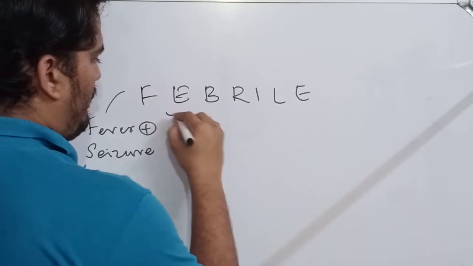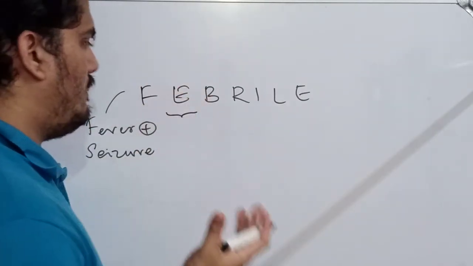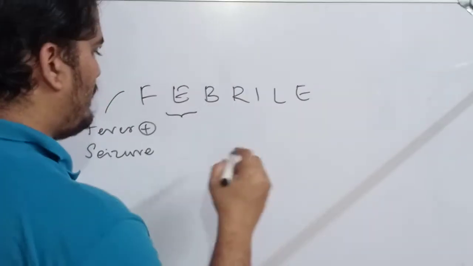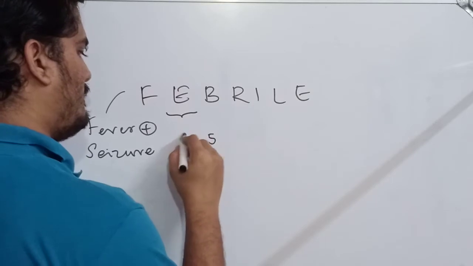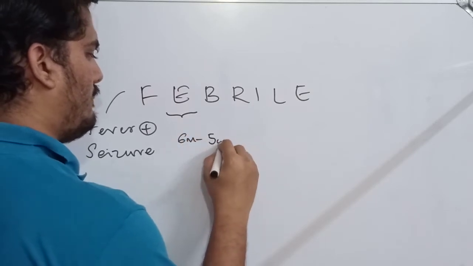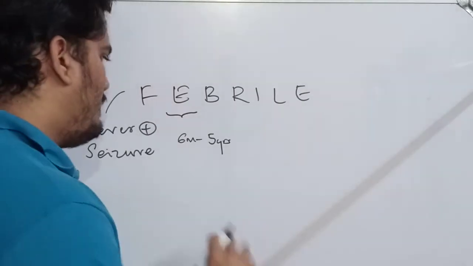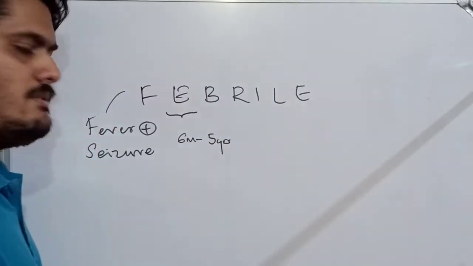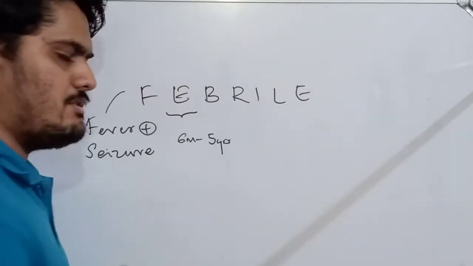Why? Because there is a defined age criteria. What is this age criteria? What is the position of the letter E? It is the fifth letter, right? So the fifth letter. The defined age criteria is 6 months to 5 years of age. So do all babies from 6 months to 5 years of age with fever, if the baby is having seizure activity, will you call it a case of febrile seizure?